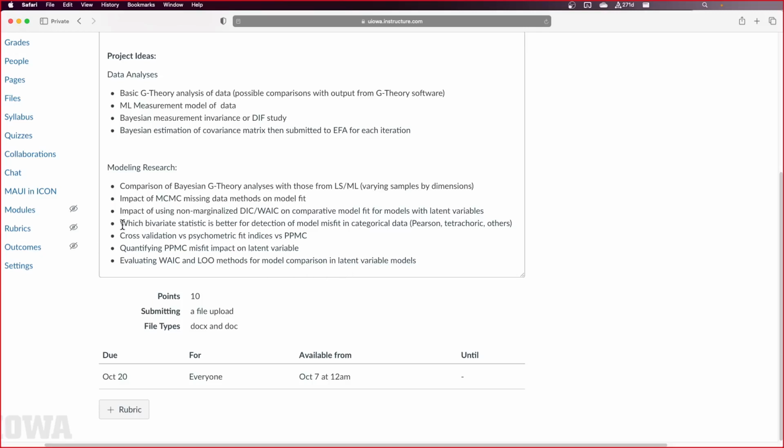How do we determine good fit for categorical data? Cross-validation versus psychometric model fit indices. Quantifying PPMC misfit impact on a latent variable, or evaluating WAIC and LOO methods for model comparison. So anyway, just some ideas. Have at it.